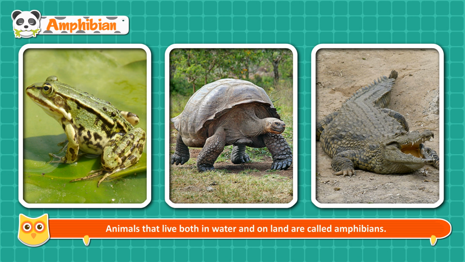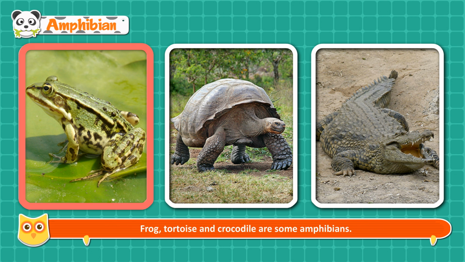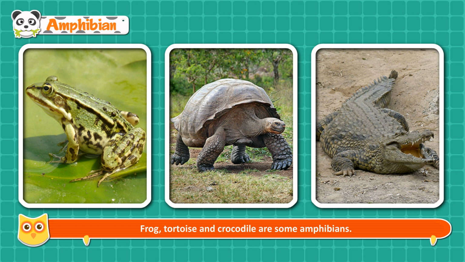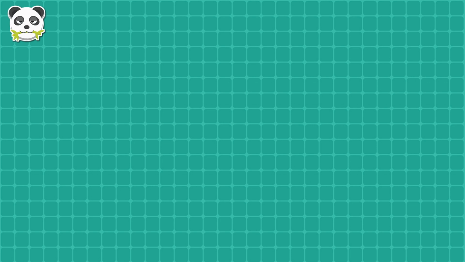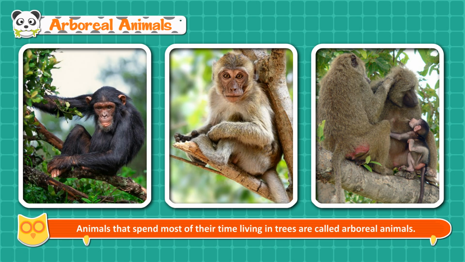Amphibian. Animals that live both in water and on land are called amphibians. Frog, tortoise and crocodile are some amphibians. Aerial animals. Animals that fly in air are called aerial animals. Birds, bats and butterflies are examples of aerial animals. Arboreal animals. Animals that spend most of their time living in trees are called arboreal animals. Chimpanzees, monkeys and baboons are arboreal animals.